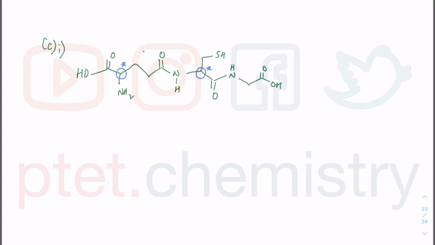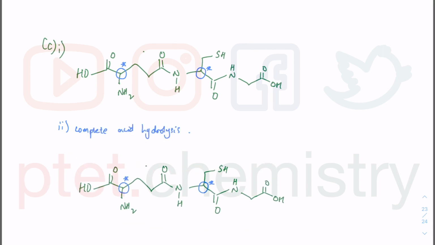Now you have complete acid hydrolysis. When you have acid hydrolysis, then your amide will break. Let me show you if I just copy paste that, because I don't want to destroy that diagram. If I just remove that chiral center first of all. So you have an amide there and you have an amide there. So I'm going to break there and I will break here.